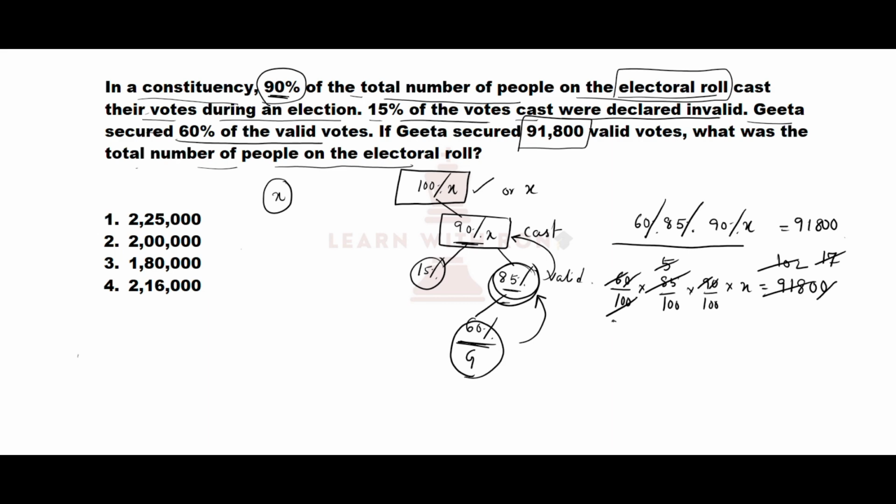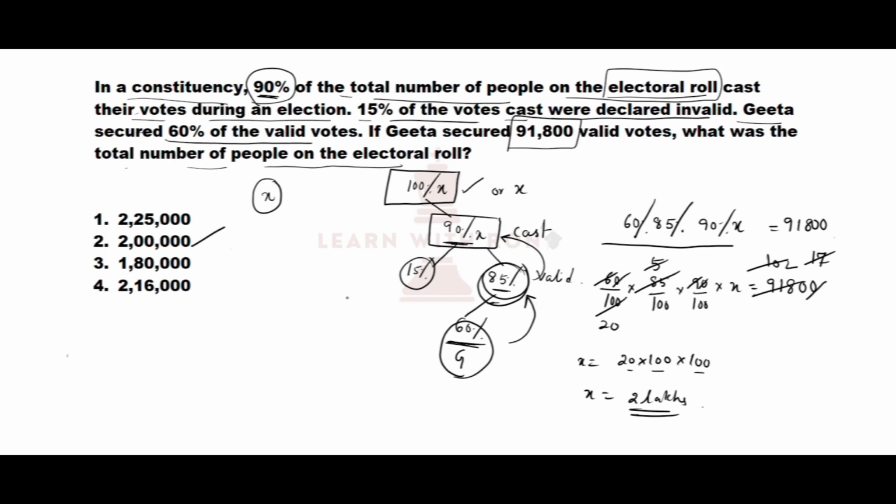Cancelling the zeros, 9 ones are 9, 102s, 6 ones are 6, 42s, 6 sevens are 42, 17 5s are 85, and 5 20s are 100. So X is nothing but 20 into 10, 100 into 100. How many zeros? 5 zeros means 1 lakh. So X is nothing but 2 lakhs, which is option number 2 here.